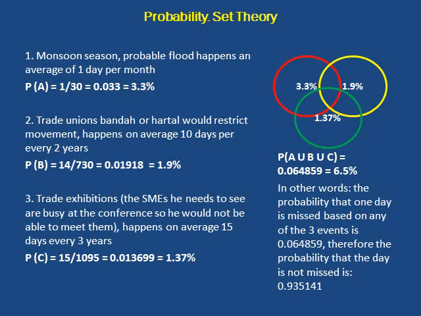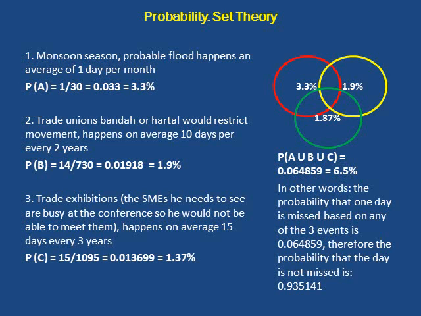intuitive. So based on what the case says, what is the probability that he can miss one day because of the monsoon? It is 3.3, because of the trade unions 1.9, and because of the trade exhibitions 1.37. So consequently, the combination of the three, so the union of the three, is what you have there, 6.5. So you can read the explanation on the previous page.